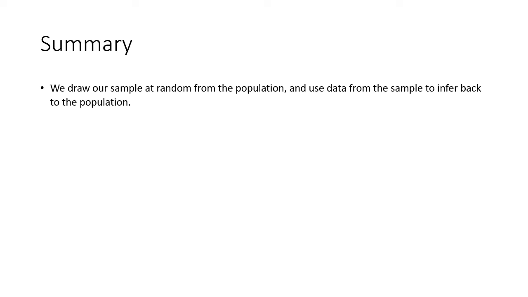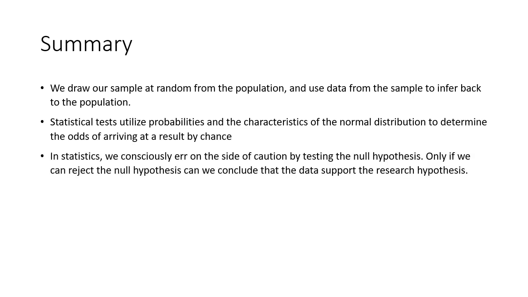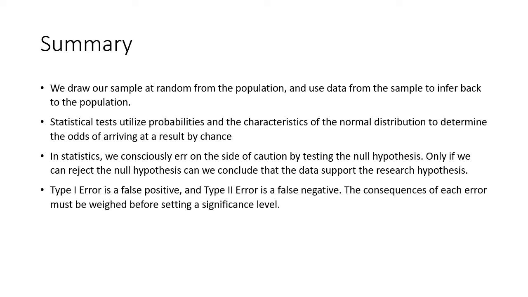So we draw our sample at random from the population and use data from the sample to infer back to the population. Statistical tests utilize probabilities and the characteristics of the normal distribution to determine the odds of arriving at a result by chance. In statistics, we consciously err on the side of caution by testing the null hypothesis. Only if we can reject the null hypothesis can we conclude that the data support the research hypothesis. Type 1 error is a false positive, a type 2 error is a false negative. The consequence of each error must be weighed before setting a significance level.